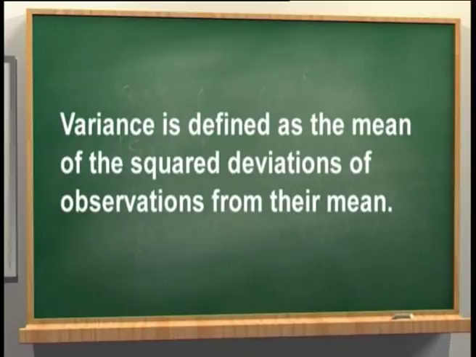Conventionally, variance is denoted by sigma squared. Variance is defined as the mean of the squared deviations of observations from their mean. The variance is similar to the mean absolute deviation in that it is based on the difference between each value in the data set and the mean of the group. It differs in one very important way: each difference is squared before being summed.